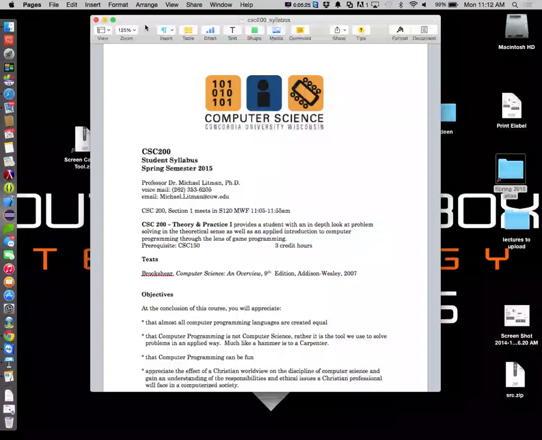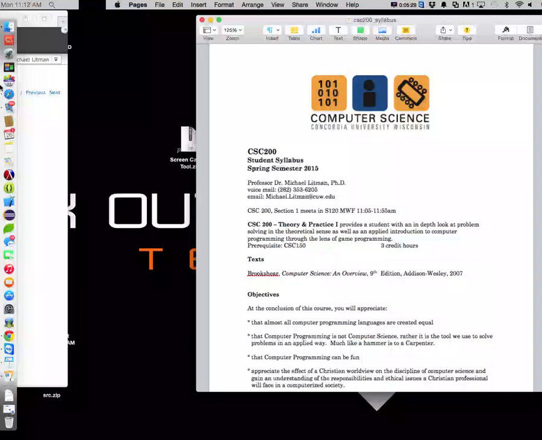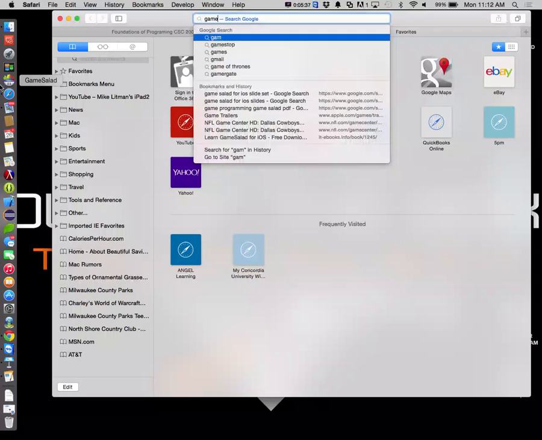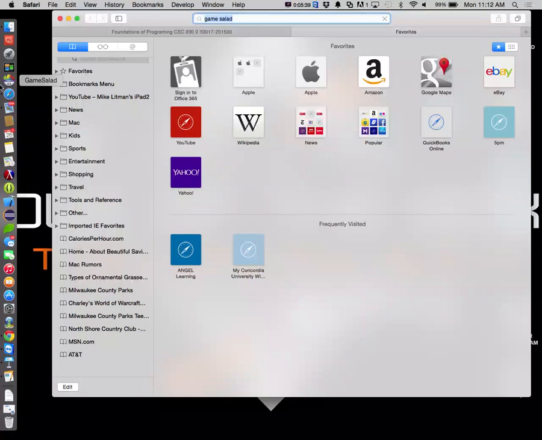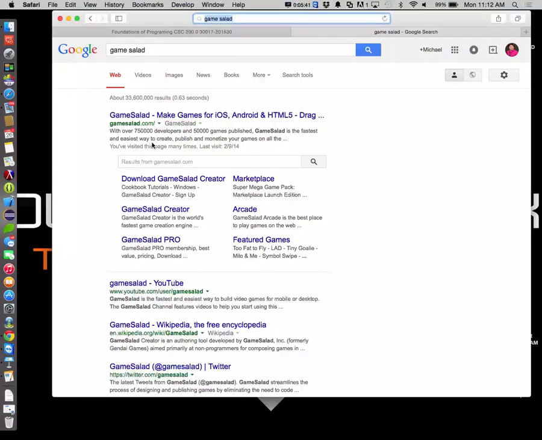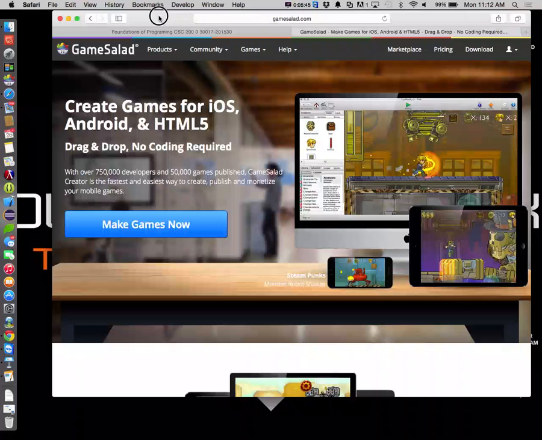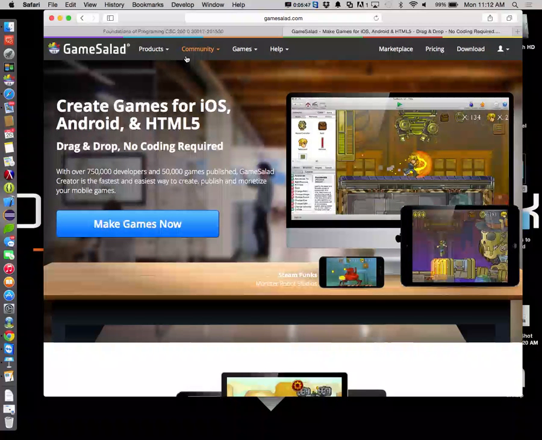All right. Let's see what we're doing here. Well, just quickly then, are we kind of gambling here with whether the internet works? I'll just give you a preview of the tool we'll be using in here. So we use a tool called Game Salad. I'll give you a first reading assignment, probably not today, but maybe on a Wednesday or Friday.